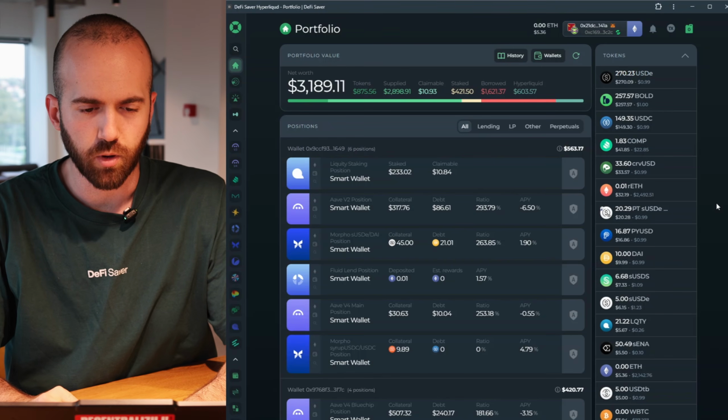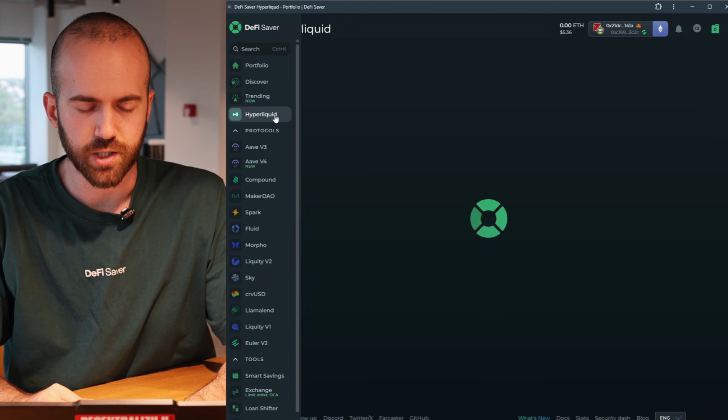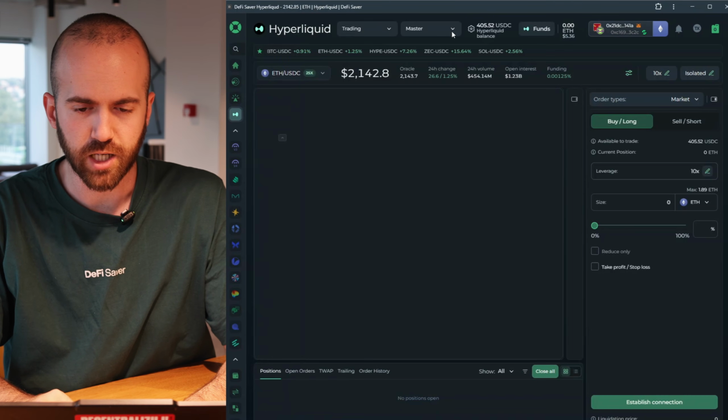All right, so I'm now on DeFi Saver, where I can go ahead and access Hyperliquid as one of the protocols in the dashboard.